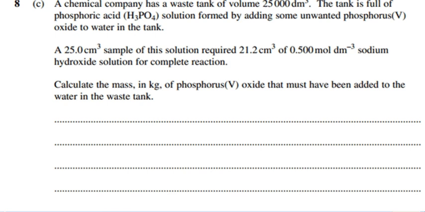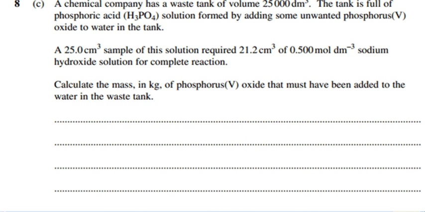So there's a chemical company that has a waste tank of volume 25,000 dm³. The tank is full of phosphoric acid, H3PO4 solution, formed by adding some unwanted phosphorus(V) oxide to water in the tank. A 25 cm³ sample of the solution required 21.2 cm³ of 0.5 molar sodium hydroxide solution for complete reaction. Calculate the mass in kilograms of phosphorus(V) oxide that must have been added to the water in the waste tank. Alright, but first things first, right?